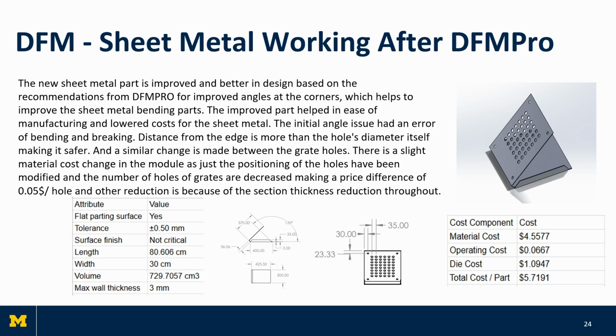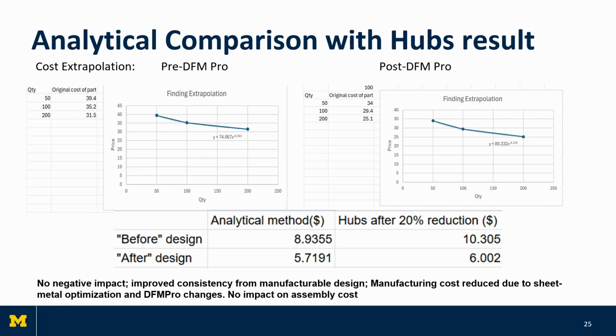In the redesign, the grate holes are separated by a distance of 35 mm from the center, and holes near the edges are at a distance more than double their size, also validating the 2T rule. For other improvements, the number of holes is reduced for accommodation, as well as thickness is reduced for cost reduction. It helps us to bring the cost down to $5.719 from $8.99, from Hub's analytical method.